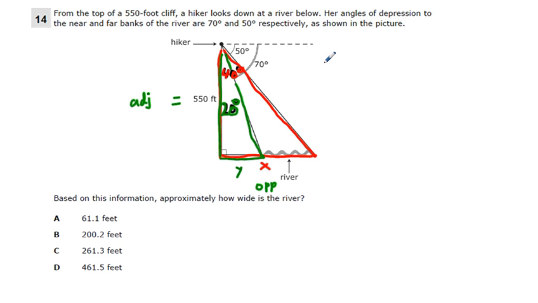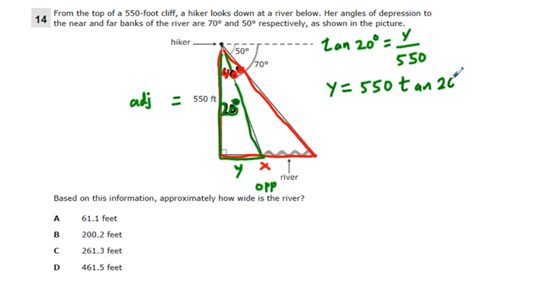We have tangent of 20 degrees is equal to our value of Y over 550 feet. And then if we cross multiply, Y is going to be equal to 550 tangent 20 degrees. So we'll be able to calculate that quite easily.